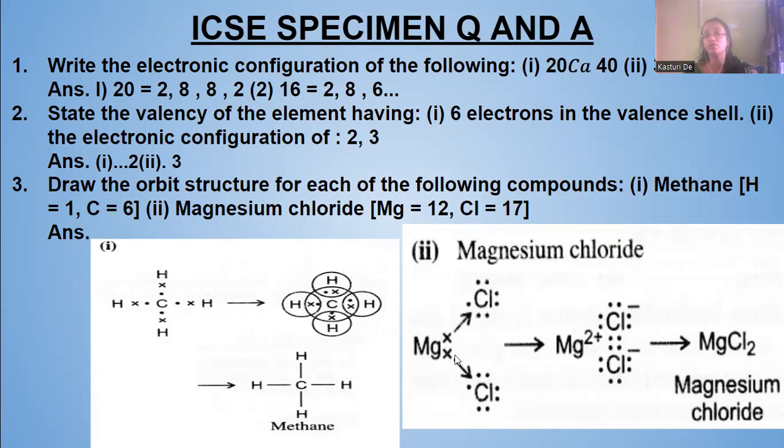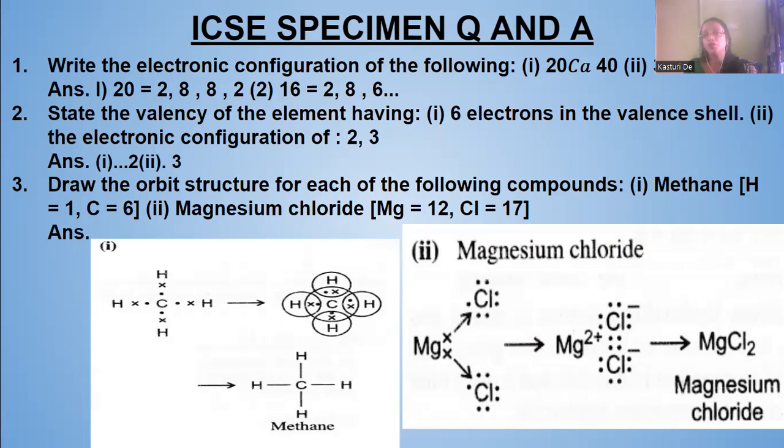Magnesium chloride. Magnesium has 2 electrons on its outermost shell. So the electronic configuration of magnesium is 2, 8, 2. So the valence shell will have 2 electrons. So its valency is 2. And chlorine has 7 electrons on its outermost shell. So its valency is 1 because it requires 1 electron in its outermost shell. So there will be a transfer of electrons. Okay, magnesium will give its electron to the chlorine to form the octet, and chlorine will receive the electron from magnesium to form the octet.